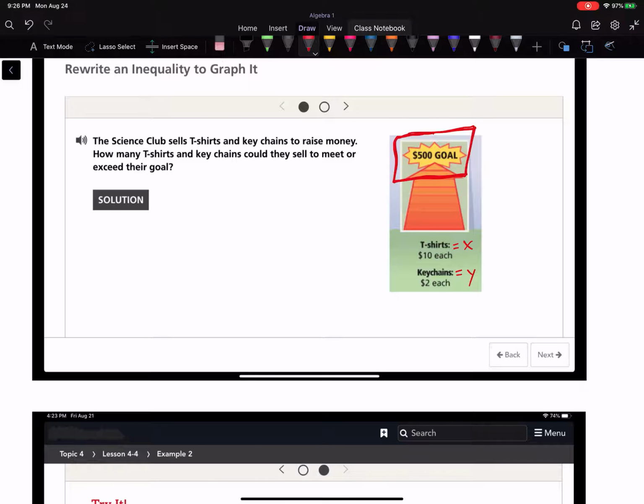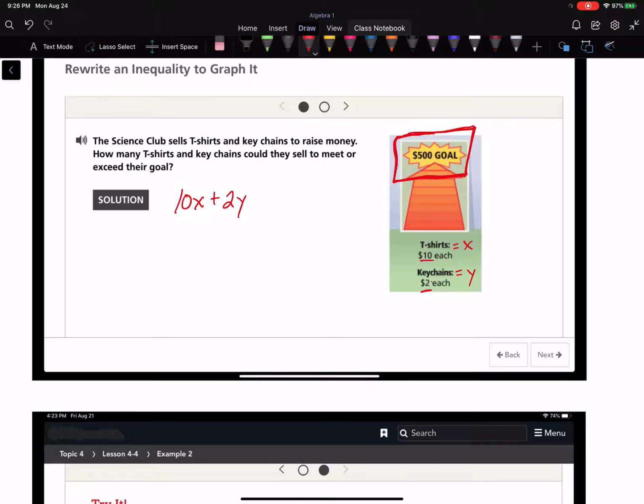So we have to write an inequality that shows how much money we're going to make. We already said the t-shirts are $10 each, so we're going to make $10 for every t-shirt we sell, plus the keychains are $2 each, so plus $2 for every keychain we sell. And our goal is at least $500.